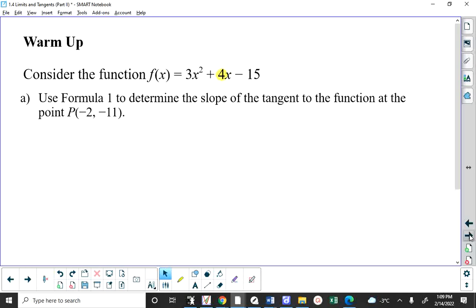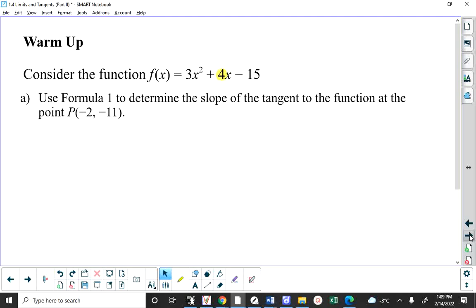First of all, I believe in your handout it says f of x equals, in the warm-up, 3x squared plus 9x minus 15. Is that what it says? It should say plus 4x. And again, the day that I worked on this particular lesson, I obviously didn't have enough coffee or something. There's typos all over the place.